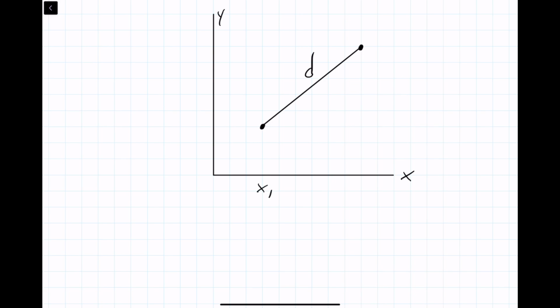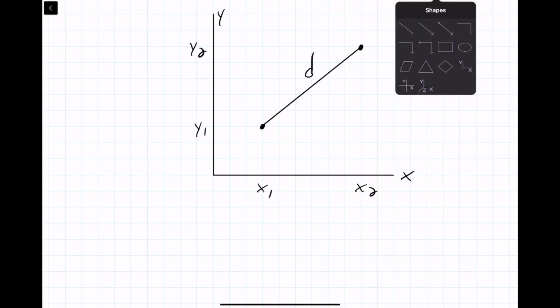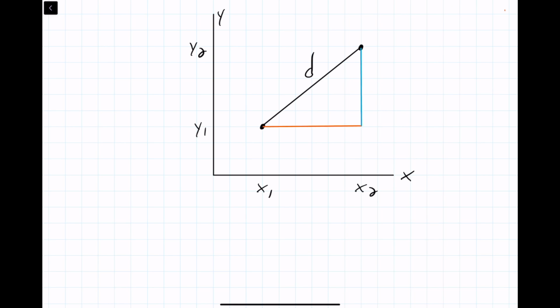Well, what do we know? We know that we have one point, we can call it x1, and we have another point we can call x2. We have this point, which is y1, and this point, which is y2. What may not be so obvious at first is the fact that there's actually a triangle here. So, using this triangle, what we can do is figure out the distance between these 2 points here, which is the absolute value of x2 minus x1.